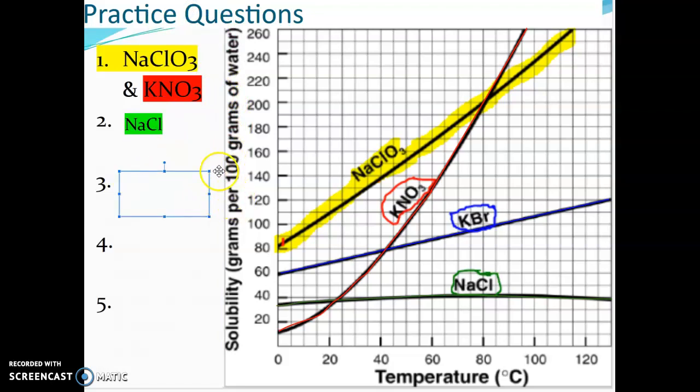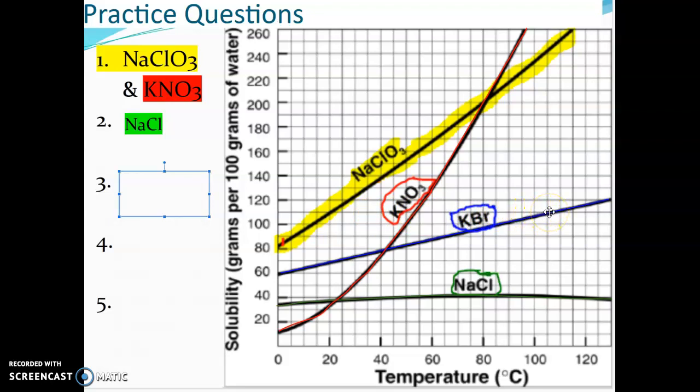Done. Okay. Number 3 says, at what temperature does KBr, that's the blue line, have a solubility of 110 grams per 100 milliliters of water? So I am going to look at 110 right here on our y-axis because we're looking at a solubility of 110 grams per 100 milliliters of water. And I'm going to travel over from this line until I hit that blue solubility line.